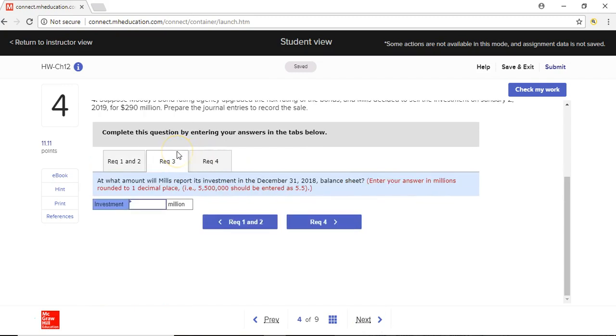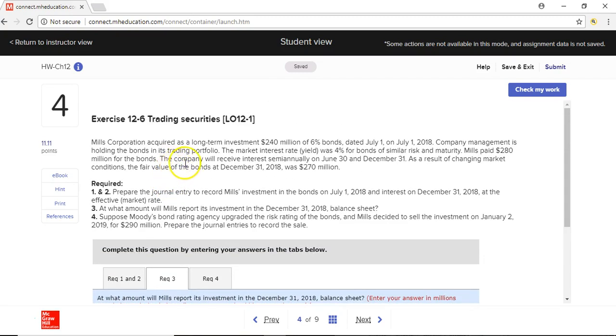The third requirement asks us, how much should we report for these investments? Because this is trading security, we report them at fair value.